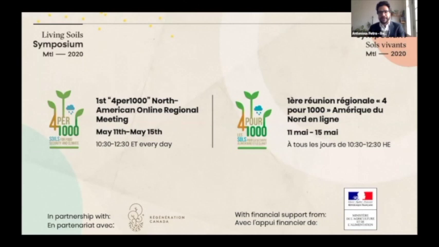We simply need to add an annual growth rate of 4 per 1,000 of soil carbon stocks to significantly reduce the CO2 concentration in the atmosphere related to human activities.